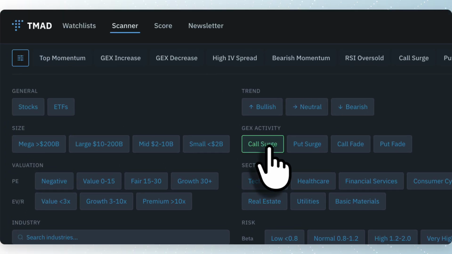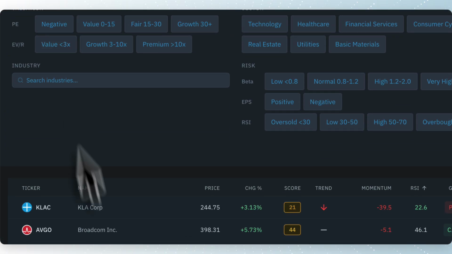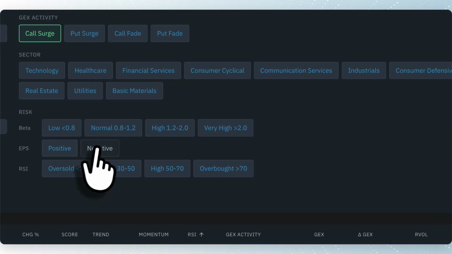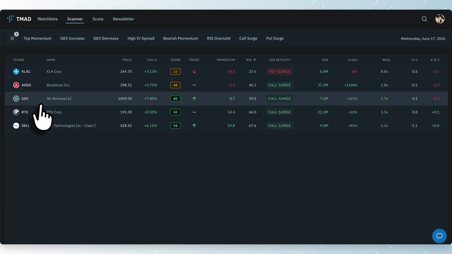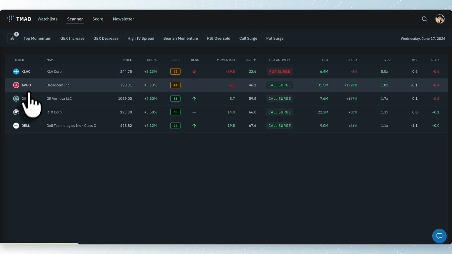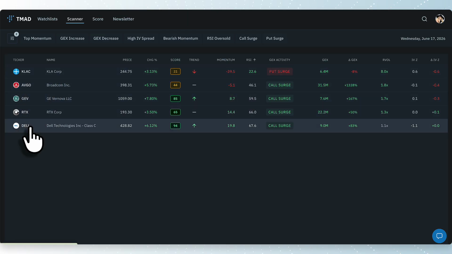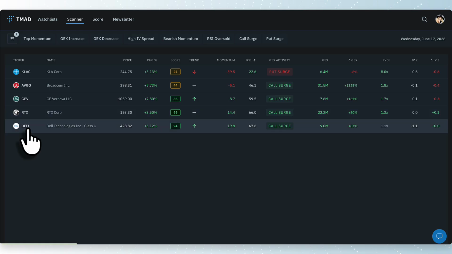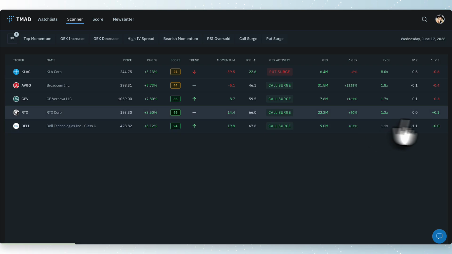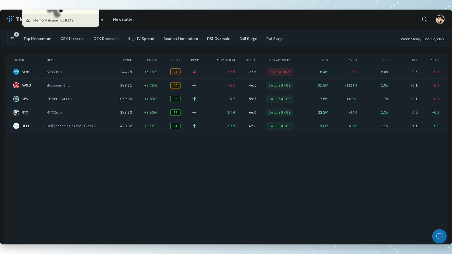But I want to see only call surges. I want to see only mega caps. And boom, you're going to get those, for example. So you get CLAC, Algo, RTX. Oh, that looks very good, actually. Dell, right? RTX looks good. Call surge. Improving RTX. It's defense, right?